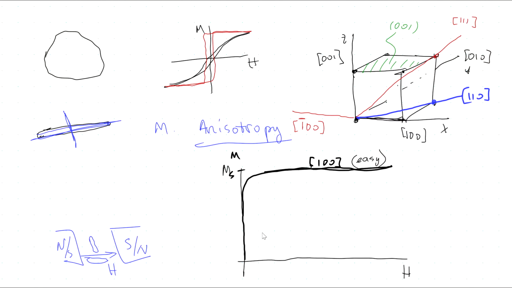Then the magnetization would be different. The magnetization would look like this. It would go fairly quickly up, but then would go down here and saturate. They all saturate at the same level because when you apply a sufficient magnetic field, you would align all magnetic moments around that. So this is our 110 direction.